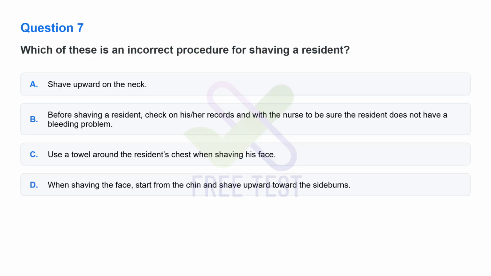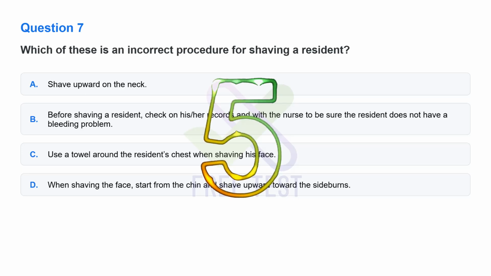Which of these is an incorrect procedure for shaving a resident? A. Shave upward on the neck. B. Before shaving a resident, check her records and with the nurse to be sure the resident does not have a bleeding problem. C. Use a towel around the resident's chest when shaving his face. D. When shaving the face, start from the chin and shave upward toward the sideburns.